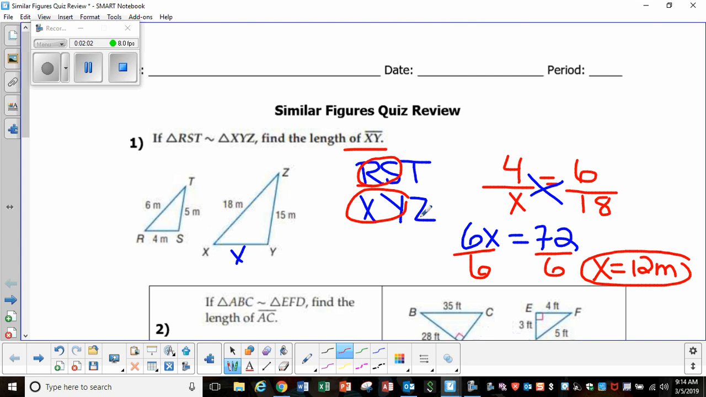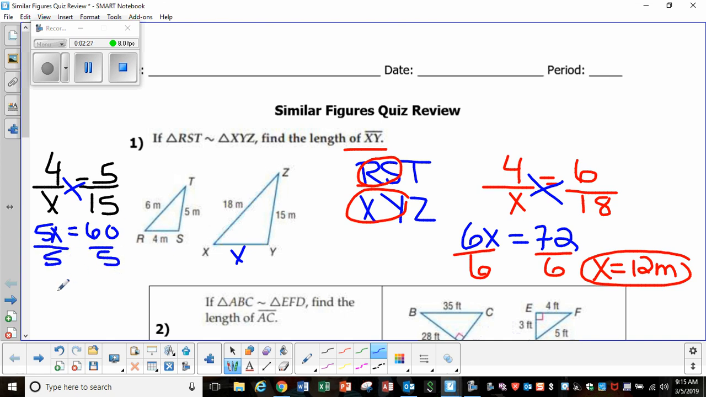As I mentioned before, you could have also set it up as 4 over X equals 5 over 15. Again, these are still corresponding, 5 and 15. So if I did it that way, it's 5 times X, which equals 5X. 4 times 15, which is 60. And then if I divide each side by 5, I'm still going to get X equals 12 meters.